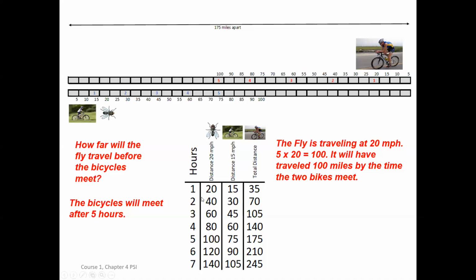I also used a table. The distance traveled by the 20-mile-an-hour bike plus the distance traveled by the slower bike, total distance. I continue this pattern until I get that they have traveled 175 miles. At that time, they've gone for 5 hours. Then I go back to the fact that the fly traveled 20 miles an hour to figure out the total 100 miles the fly has flown.